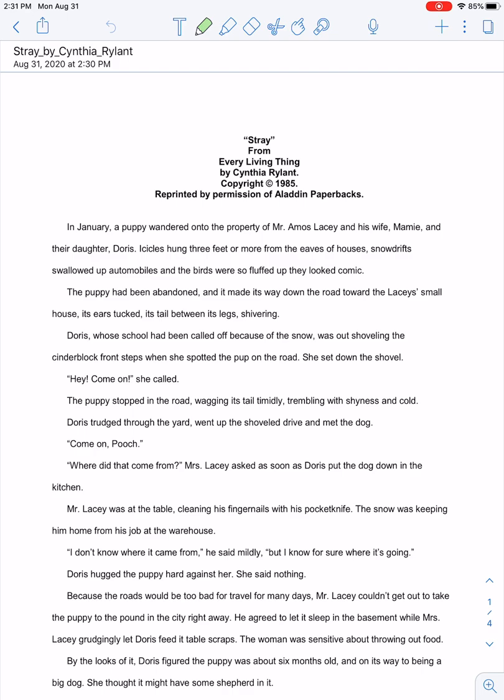So I'm going to go ahead and start reading it out loud, and then you're going to hear me pause, think through how to annotate, and then move on.